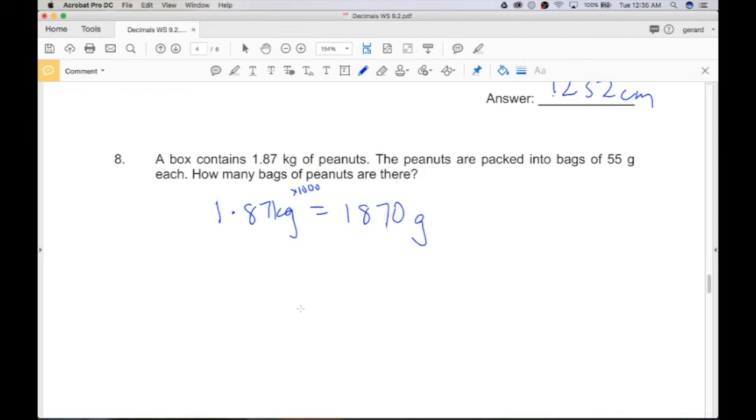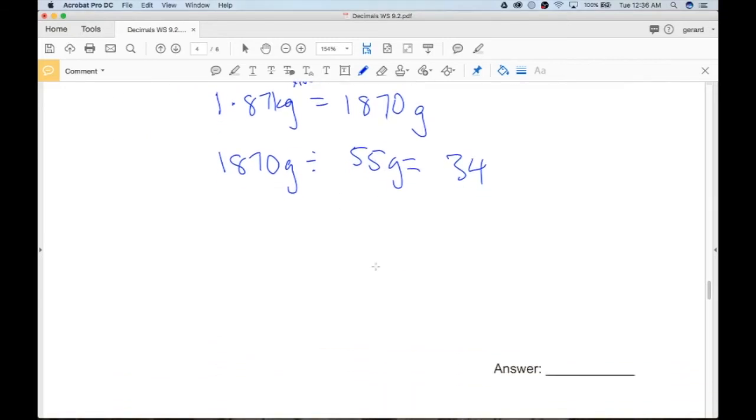And this .87, make sure it's 1870 instead of putting the 0 at the wrong place, or you get the wrong answer. Now that you have this, all you need to do is take your 1870 grams divided by 55 grams. Let me just press my calculator. That gives me 34. Notice no units behind here because we're talking about number of bags. These 2 units cancel out themselves, like how I showed in question 2. So the answer here is just 34.